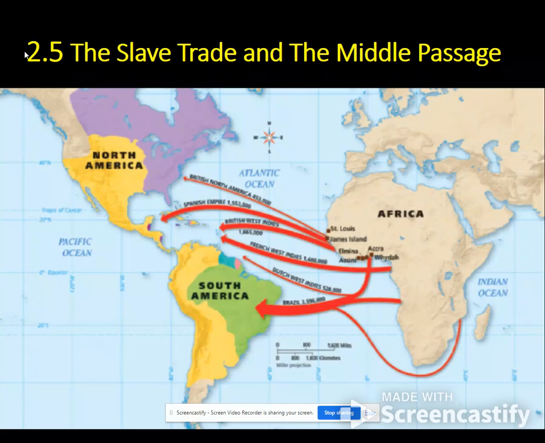Today we're going to talk about 2.5, the slave trade in the Middle Passage. If you look at the picture there, it just represents all of the slaves that came from Africa to the New World. Notice that not all the slaves came just to North America. Some slaves even went to South America in what was New Spain.